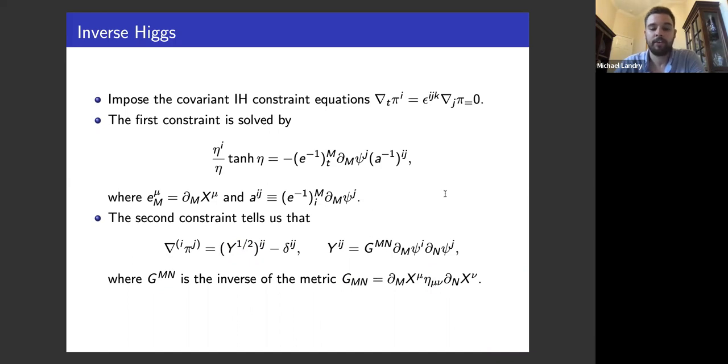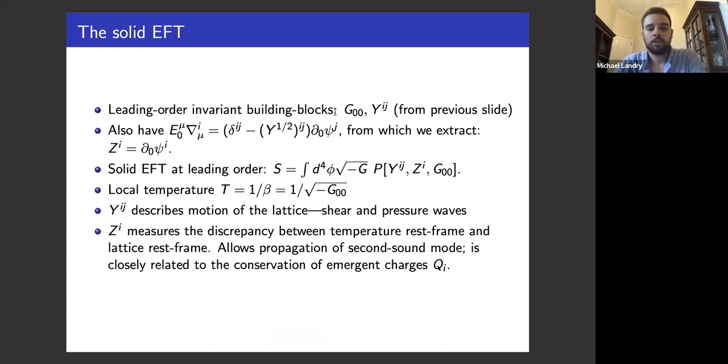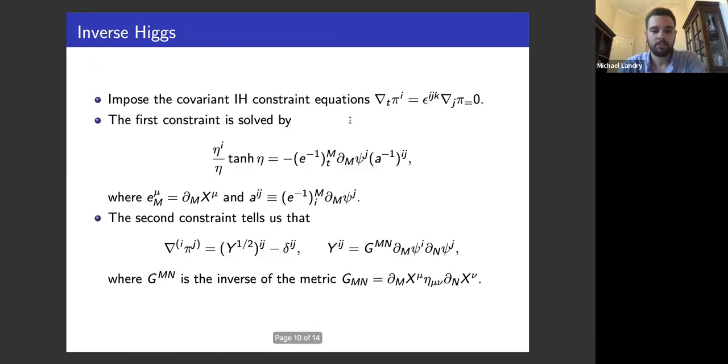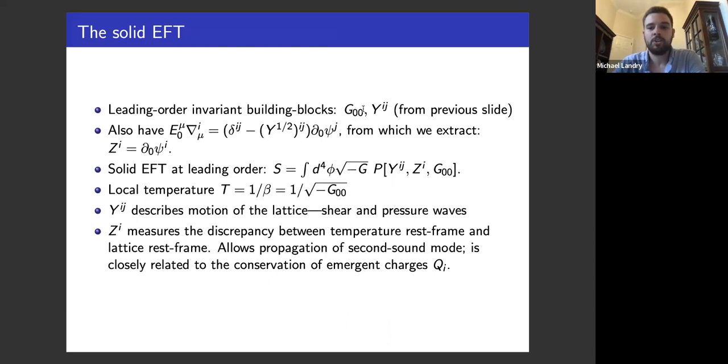All right, so now we can construct our invariant building blocks. At leading order, I mentioned earlier that anytime you have one of these indices turned to a 0, because we have these time-independent shifts, that becomes an invariant or covariant building block. So we have G^00 as an invariant building block. We have y_ij as another invariant building block, and then we can contract e_0^μ. Oh, this here is supposed to be ∇_μ π^I, which is equal to this object here. So we already have this y object, but the new object that we get here is this ∂_0 ψ_j. So we have this new object z^i.